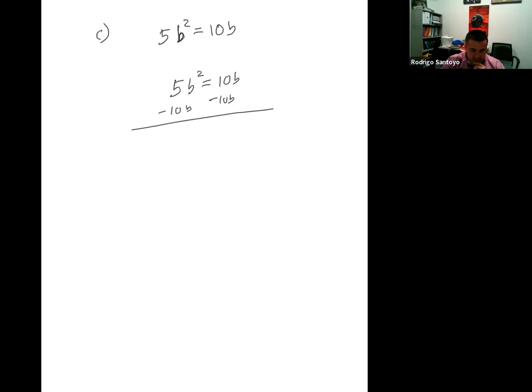Next example, C. 5b squared equals 10b. So we want to set this equal to 0, right? So I'll subtract 10b from both sides, leaving us with 5b squared minus 10b equals 0. Any questions there?